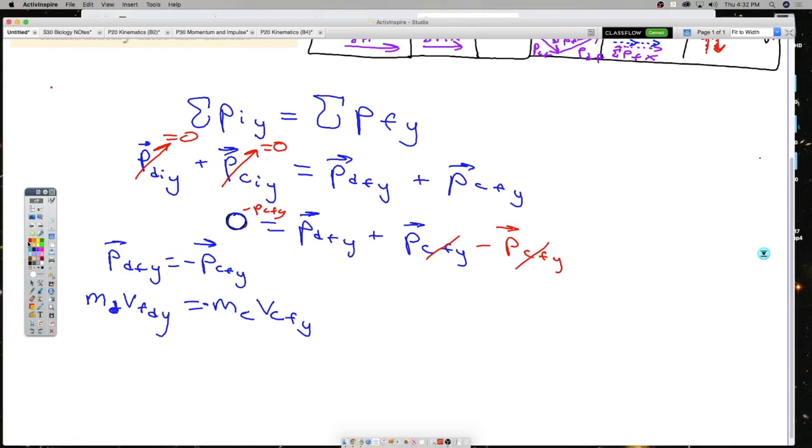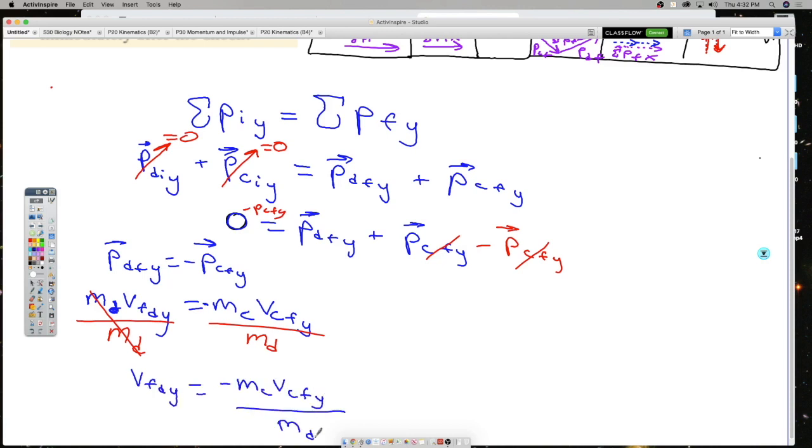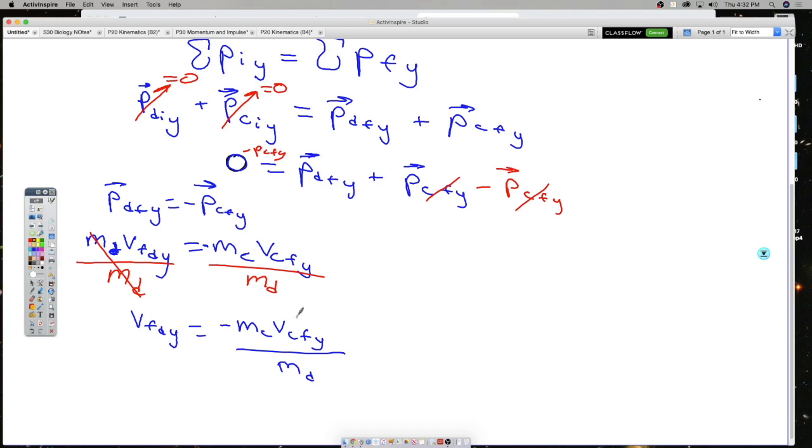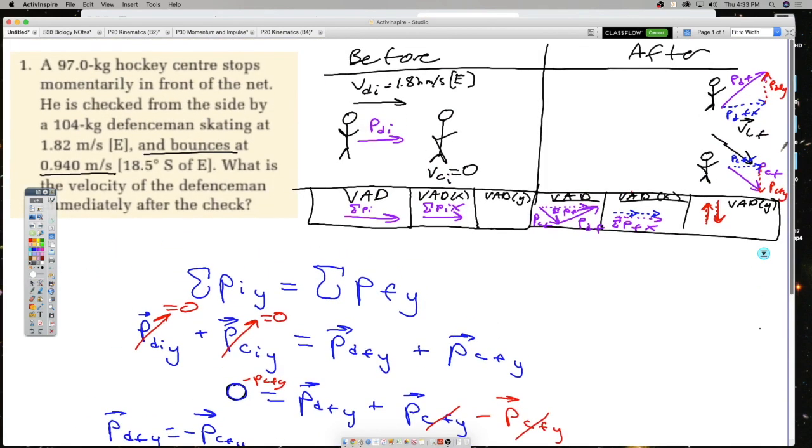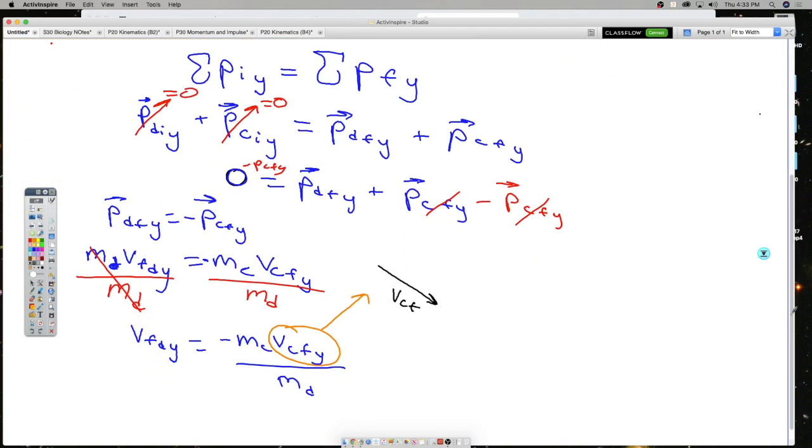Now, the whole point of this was to find the final velocity of the defenseman. So let's go ahead and divide both sides by the mass of the defenseman. And we have that. The only issue is we don't know this right away, but we can find it pretty easily, because we know the final velocity of the center. It's given to us in magnitude and direction, 18.5 degrees south of east.